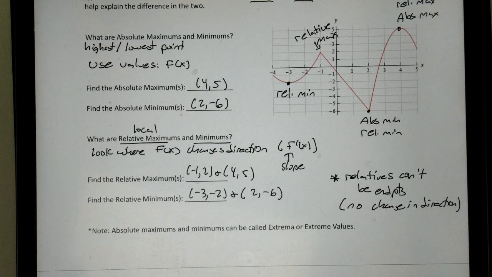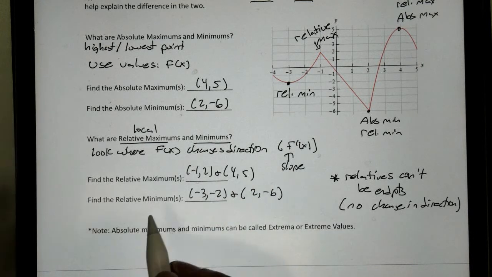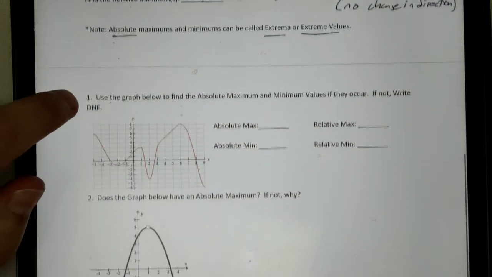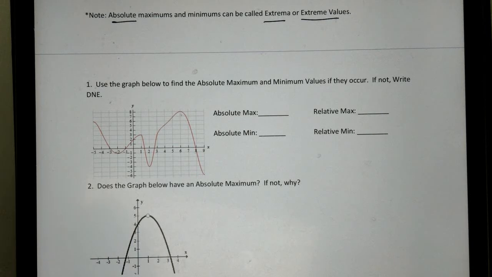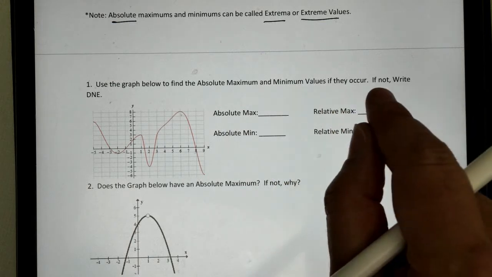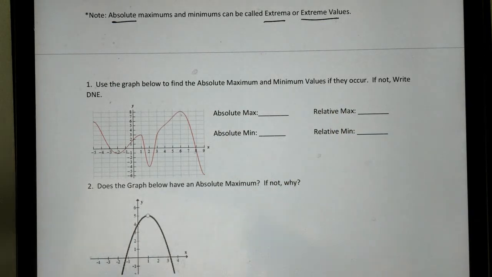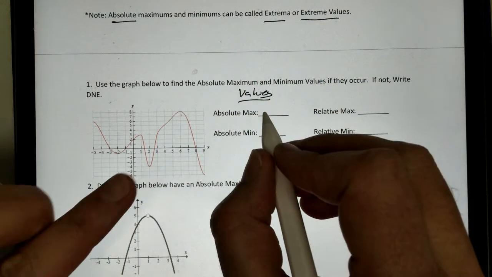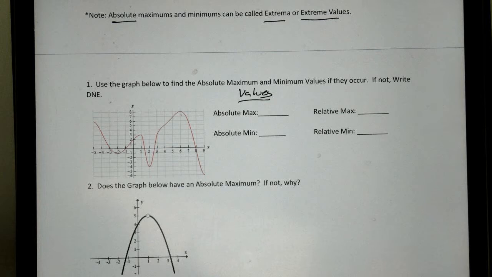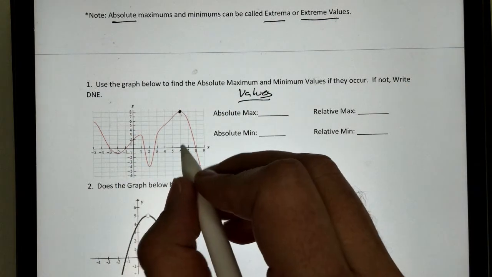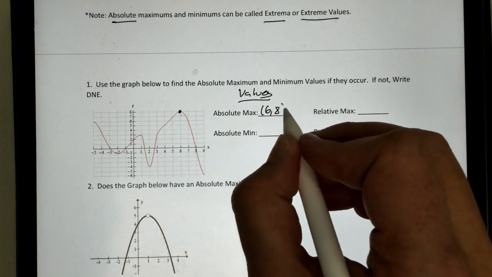Another way that we call absolute is extrema, or extreme values. Very easy to do. All right, so let's look at this graph. We want to use this graph to find any absolute maximums and absolute minimum values if they occur. If not, write DNE. So if I'm looking for the absolute max and mins, remember, for these, we're looking at the values of the graph. Where is the absolute biggest point of the graph? That looks to be at this point right here, at the point 6, 8. I'm going to write it as the point 6, 8.